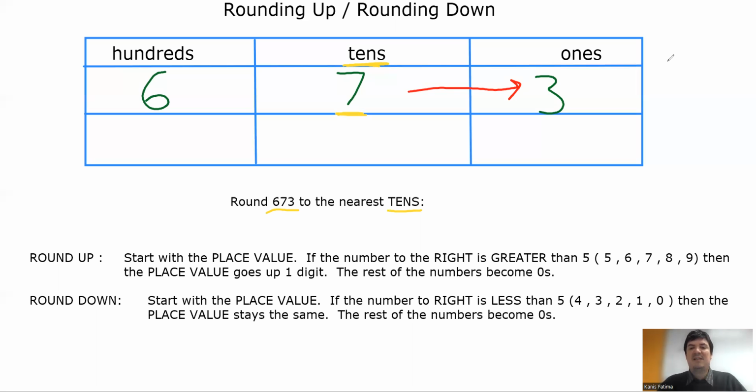3 is less than 5. So our place value stays the same. We don't change the 7, but still the rest of the numbers to the right become zeros. So 673 rounded to the nearest tens is 670.